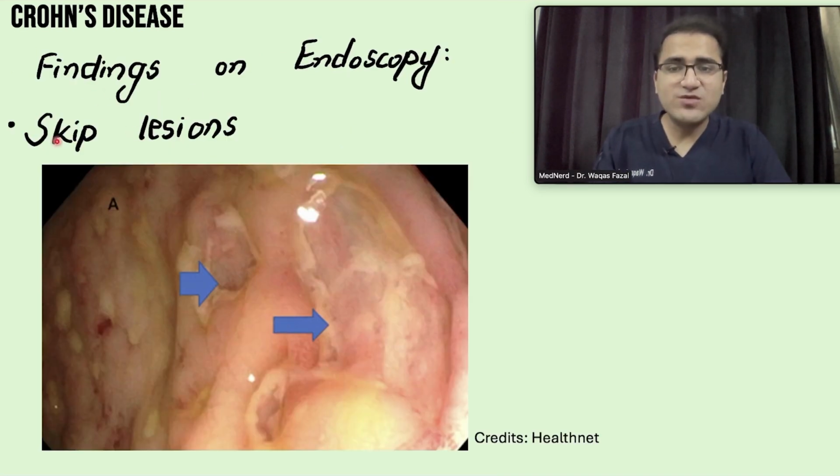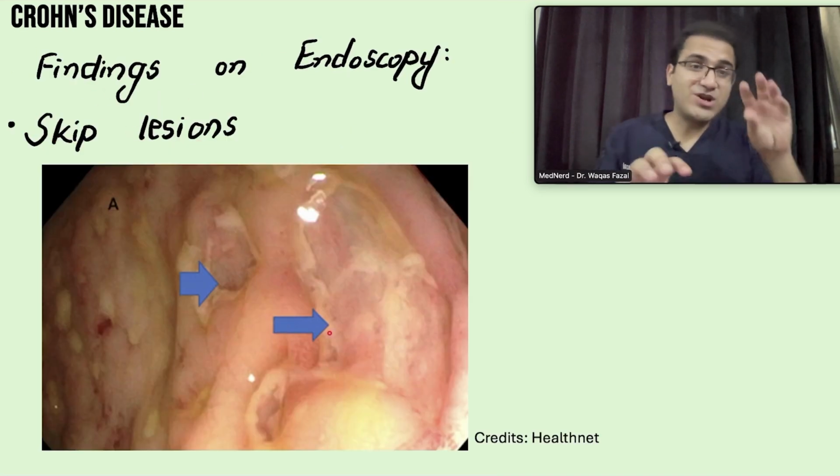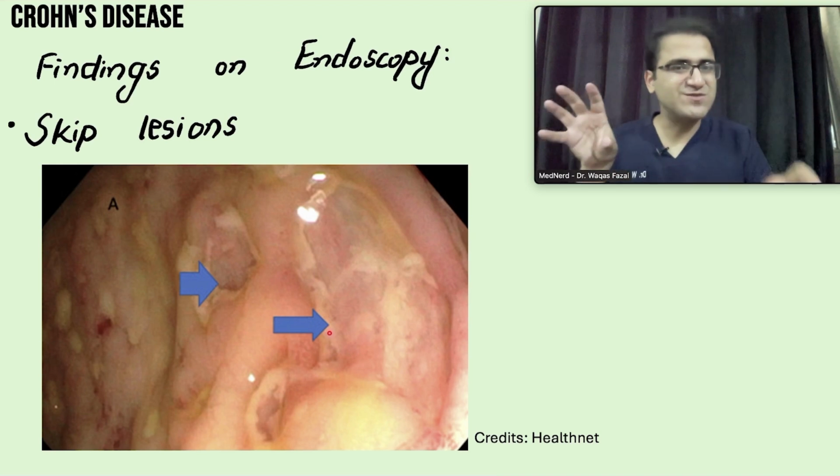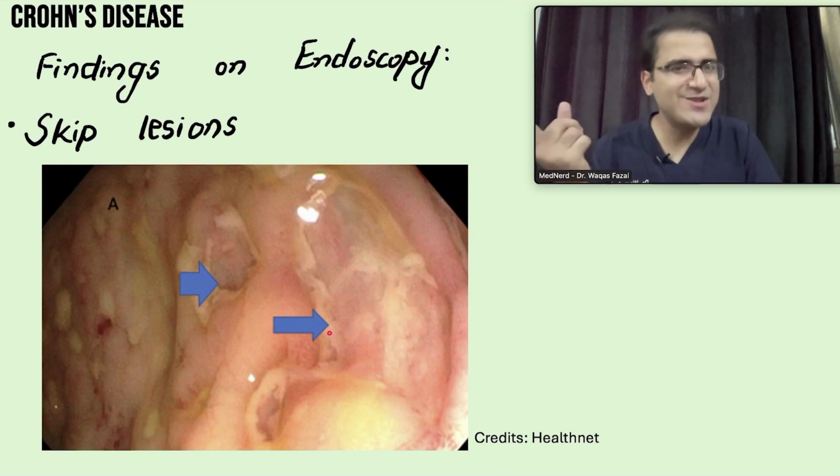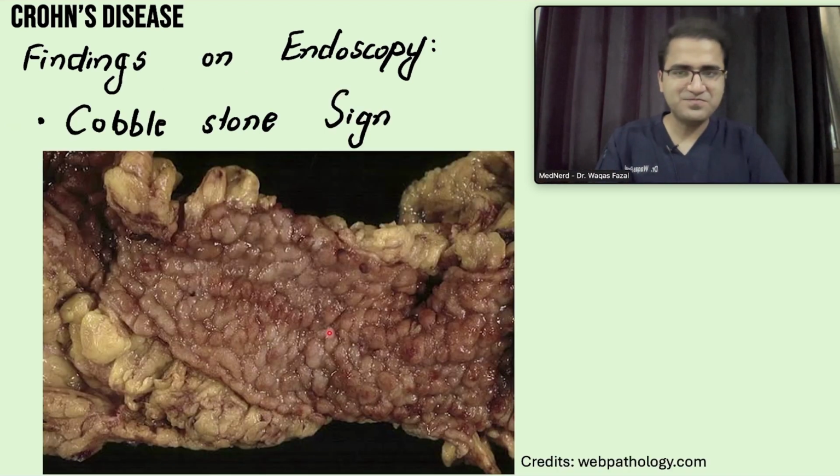So the finding that you will see is the skip lesion. Some part of the GIT will be having lesions, some parts of the GIT will be totally normal, and then again you will be seeing the lesions.